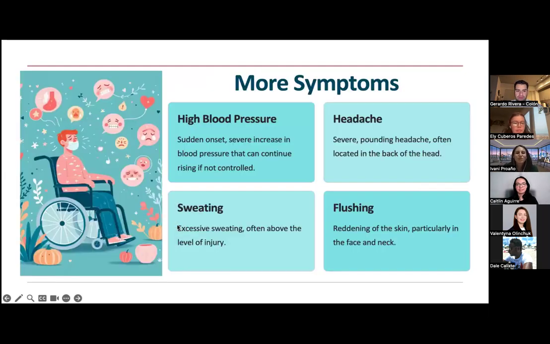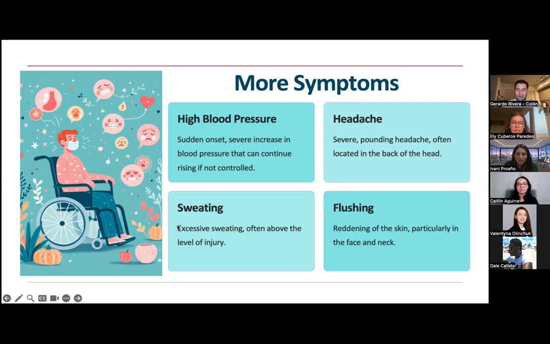Okay, and so more symptoms. High blood pressure is the more dangerous one. It presents as a sudden onset, severe increase in blood pressure that can continue rising if not controlled. The patients will complain of a headache, severe pounding headaches, often located in the back of the head. You will see them having sweating above the level of the injury, and flushing. So this is a sympathetic response. They would be sweating, there would be flushing, high blood pressure.